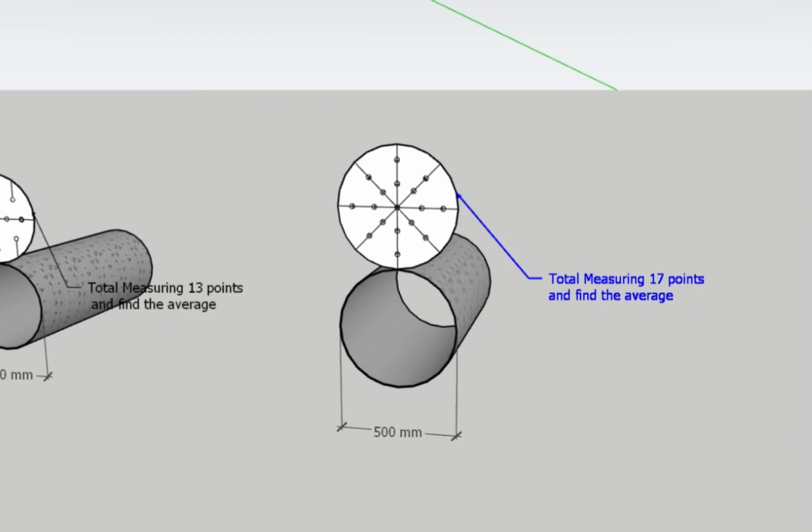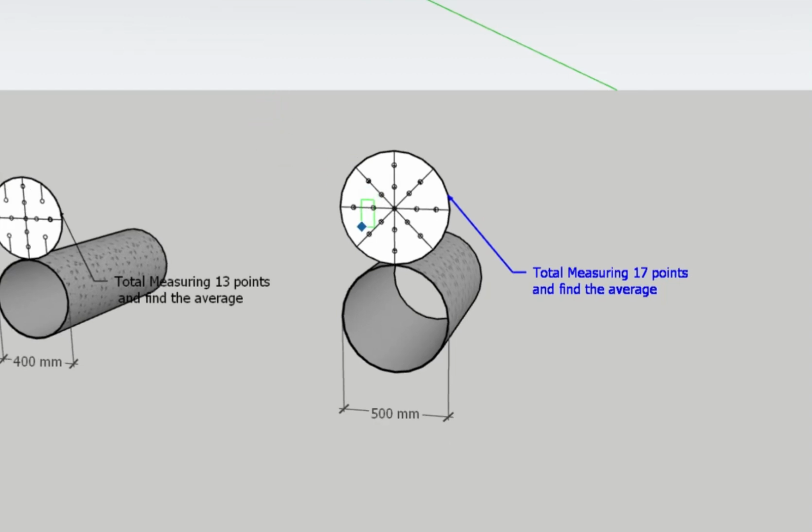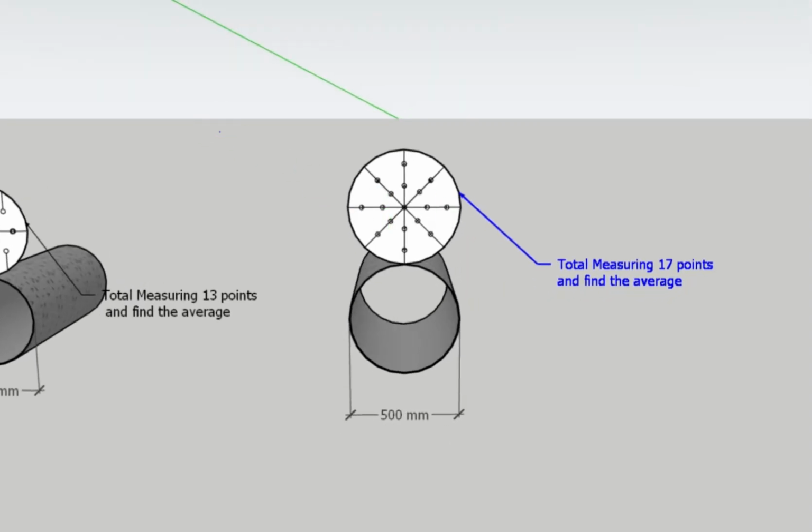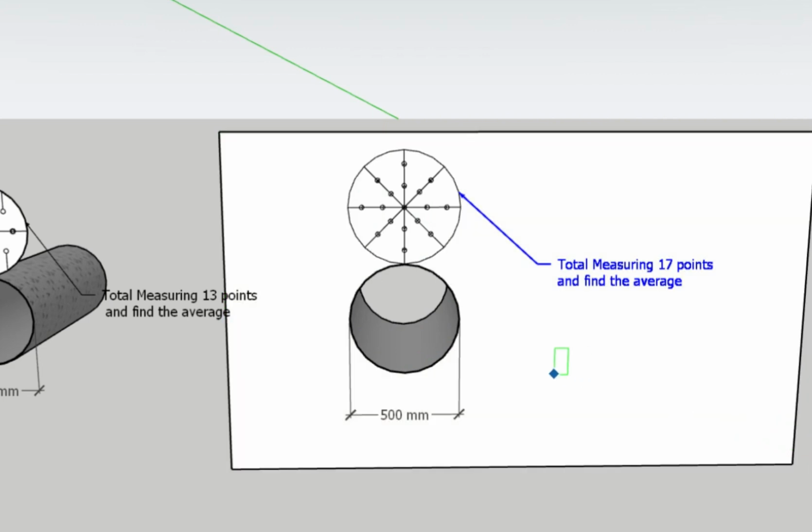Then 500, we measure 17 points. This is all the measuring of the round duct.